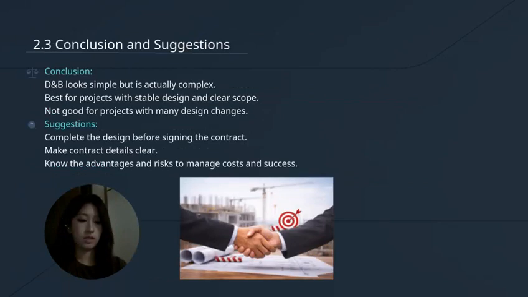In conclusion, D&B is simple and fast, but it is not flexible. D&B works better for projects where the design will not change much. If a project needs many changes, D&B may not be a good choice because changes after signing are difficult and expensive. So my suggestion is, before signing a D&B contract, try to finish the design and make the contractor clear about what is included. This will help you save money and avoid problems later.